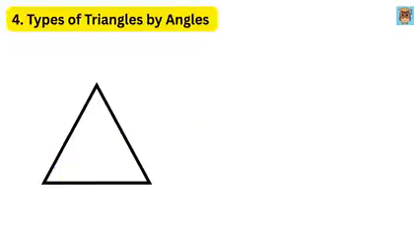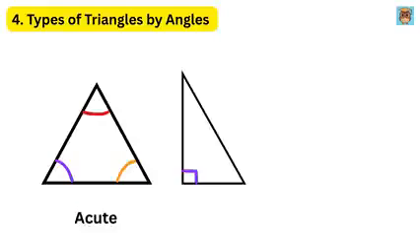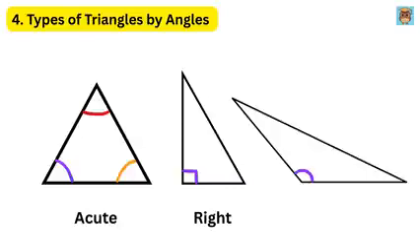4. Types of triangles by angles. Triangles can also be grouped based on their angles. If all three angles are less than 90 degrees, it is called an acute triangle. If one angle is exactly 90 degrees, it is called a right triangle. If one angle is more than 90 degrees, it is called an obtuse triangle.